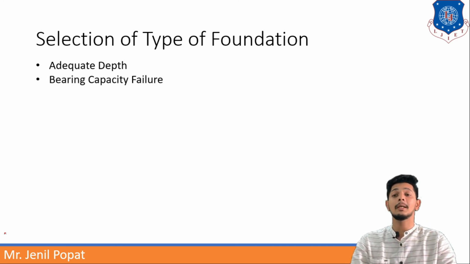Second factor is bearing capacity failure. Sometimes you have to think as if bearing capacity has failed, or if I have assumed bearing capacity as 120 kilonewton per meter square, and if it is failed, then what? So you have to keep a factor of safety in the picture. Settlement. You also need to think about settlement of foundation. If the settlement happens in worst case scenario, it should happen in an equal form.